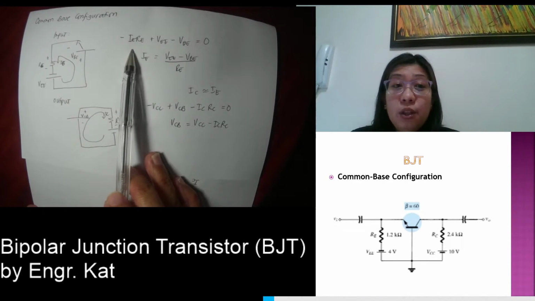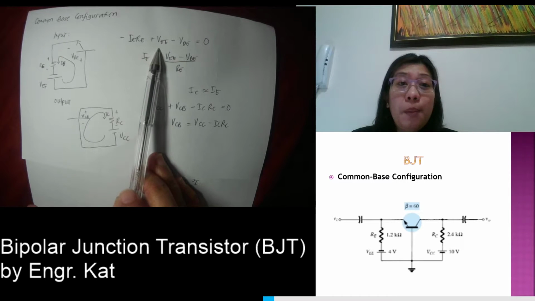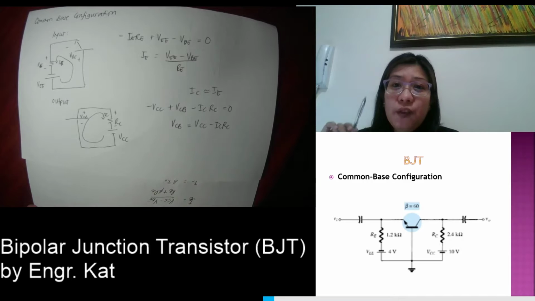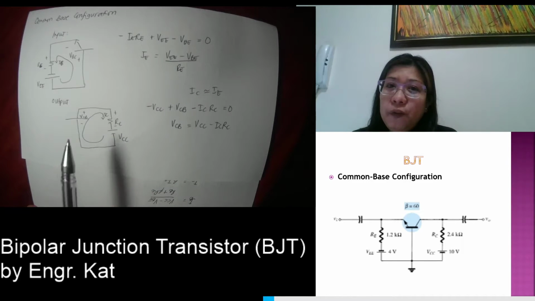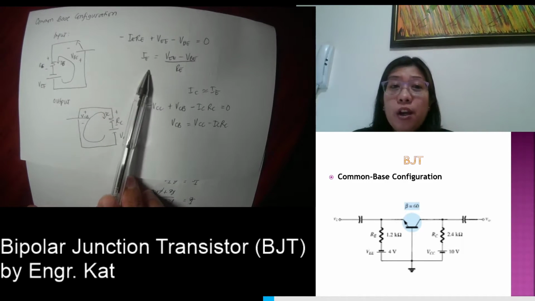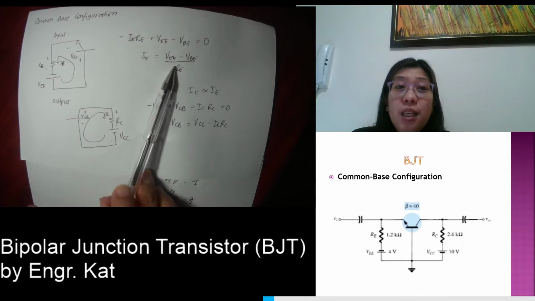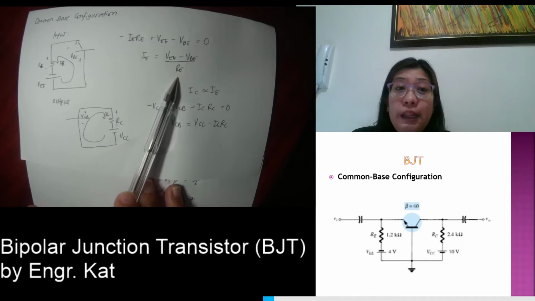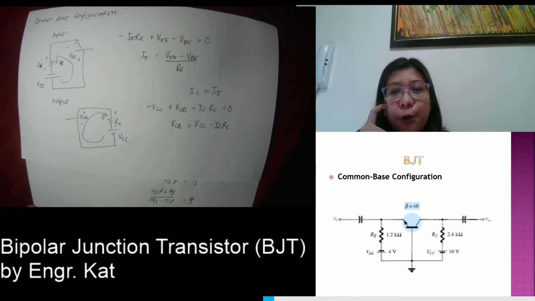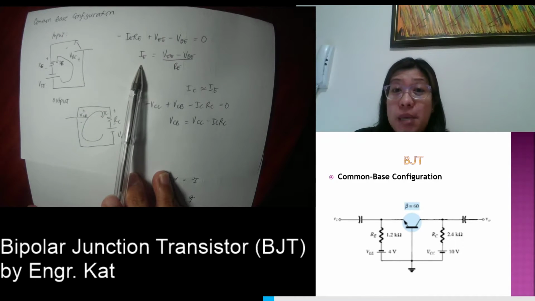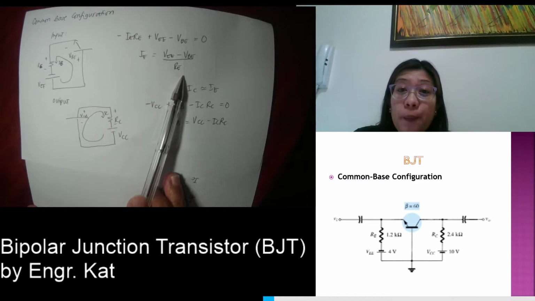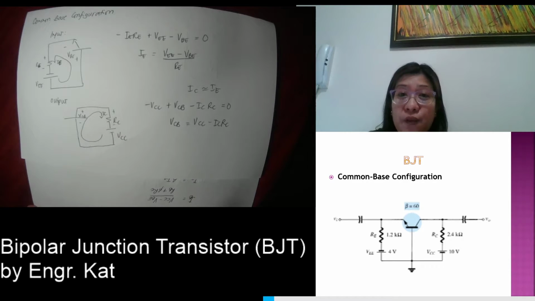We have minus IERE plus VEE minus VBE is equal to 0. So instead of solving for IB, the input for common base is your IE, so we are solving for IE here. IE is equivalent to VEE minus VBE divided by RE. This is just like your fixed bias configuration, but in the fixed bias configuration, this is IB, this is VCC and this is RB. Okay, just like in the fixed bias configuration.